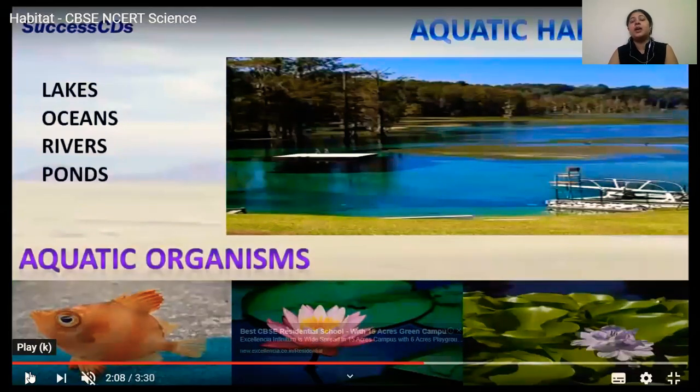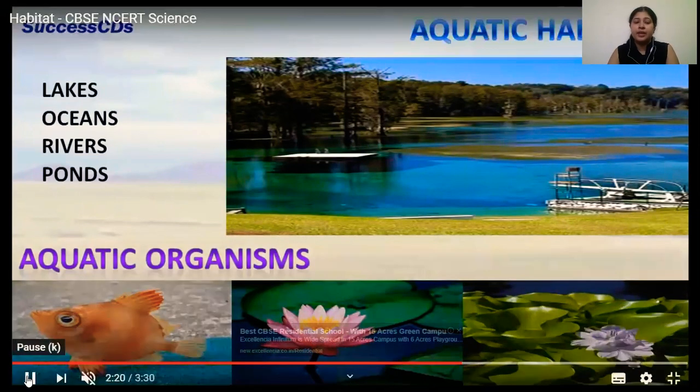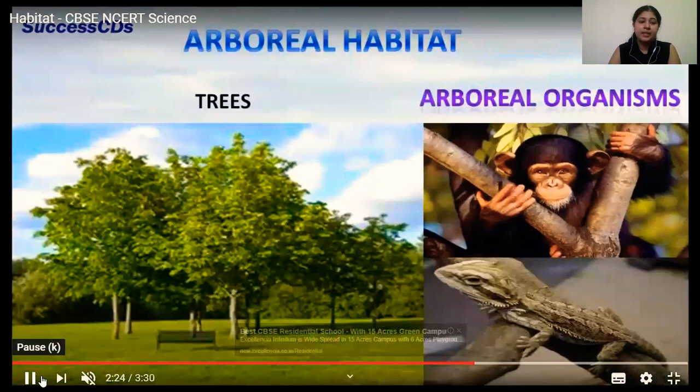Next comes the aquatic habitat, or the habitat of organisms which live in water. The organisms which live in water are fishes, then we have different kinds of plants, we have lotus, we have hyacinth. They live in lakes, oceans, rivers, and ponds. All these are aquatic habitats, and the organisms which live in aquatic habitat are known as the aquatic organisms.